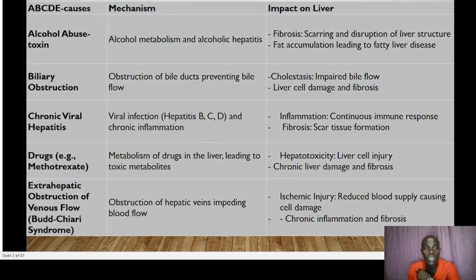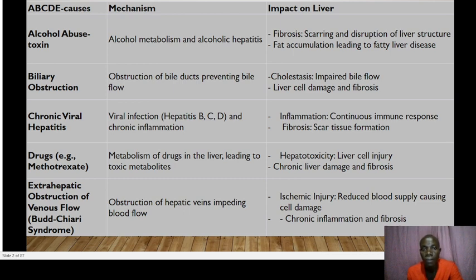So let's start by looking at the causes of liver cirrhosis. In liver cirrhosis, we are saying the liver is scarred, guys. The normal hepatic cells have been replaced by fibrotic tissue. So what could be the causes? Number one, the cause could be alcohol abuse, generally the toxins. We know that alcohol metabolism and alcohol hepatitis normally happen in this case, so that the fibrosis normally leads to the scarring and disruption of the liver tissue.